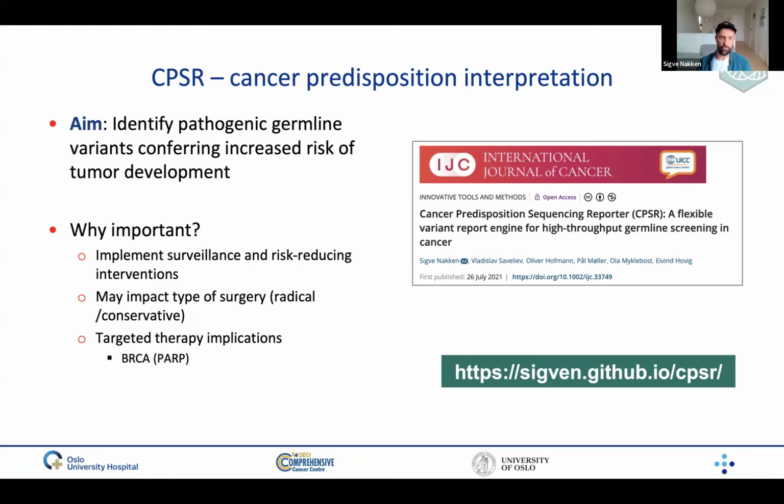And why is this important? Well, it is important to find these variants in cancer patients, because it allows us to implement surveillance, not only for the patients themselves, but also for family members. You can also do risk-reducing interventions. It may impact surgery, and it can also have an impact on targeted therapy. This was published in 2021 in the International Journal of Cancer.